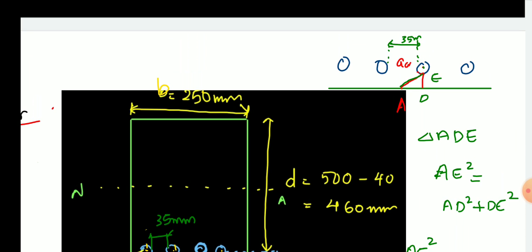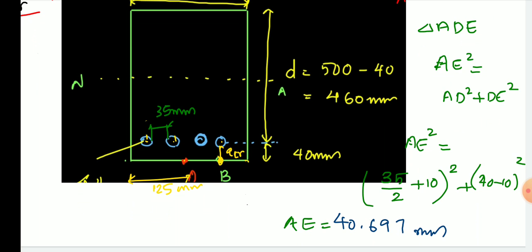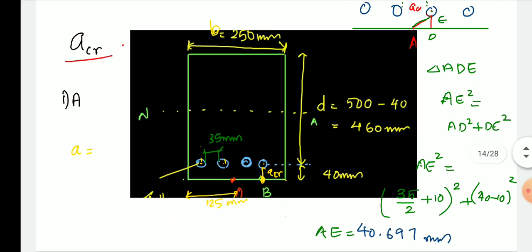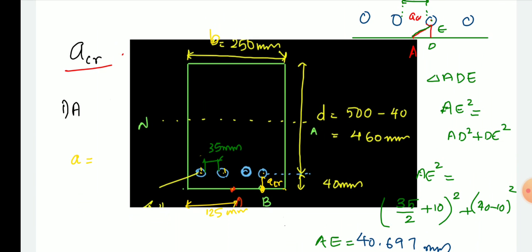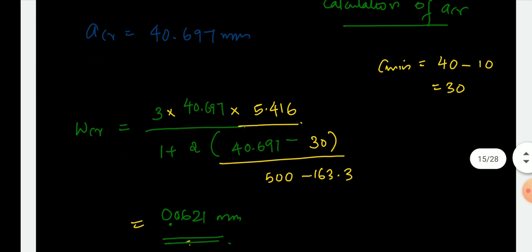Then find out DE. Then you can find out AE. DE is given by 40 minus 10, right? Looking at the figure, DE is the clear cover, 40 is the effective cover. So the clear cover is 40 minus 10. You can find out AE. AE is the acr. Then you can find out the value of acr as 40.697. Then on substituting you will get the value of Wcr as 60.0621 mm.